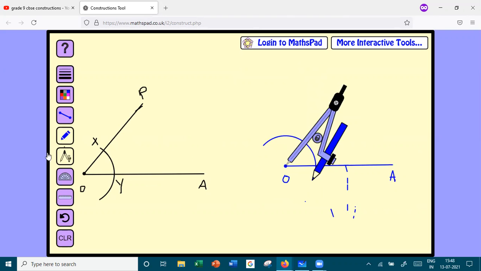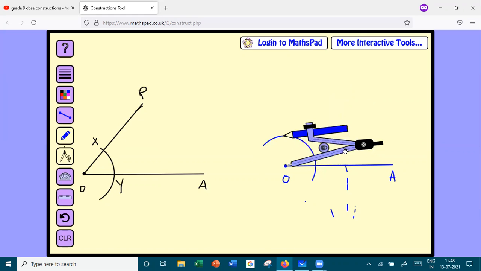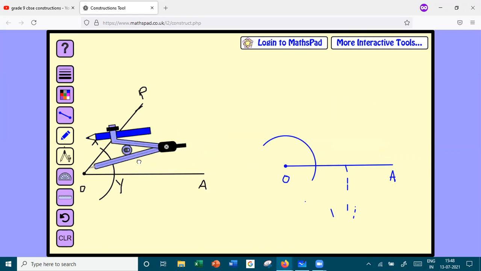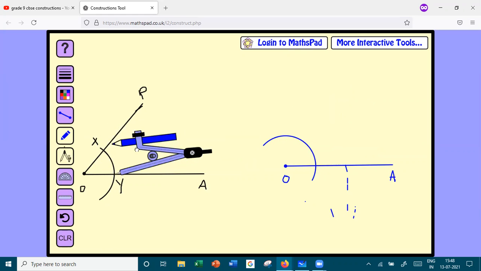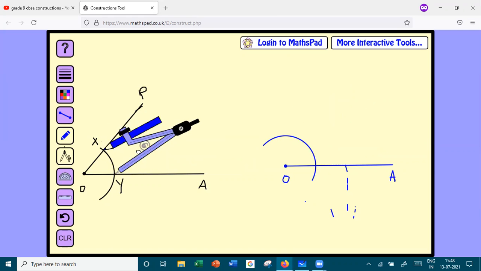Right. Okay, now my next step would be to keep my compass at y and cut an arc exactly at x. So that's how I'll get to know the measure of angle AOP, right? That's what I'll do. So I'm going to take my compass, keep it at y, and exactly take the measure of x at point x as the exact radius.